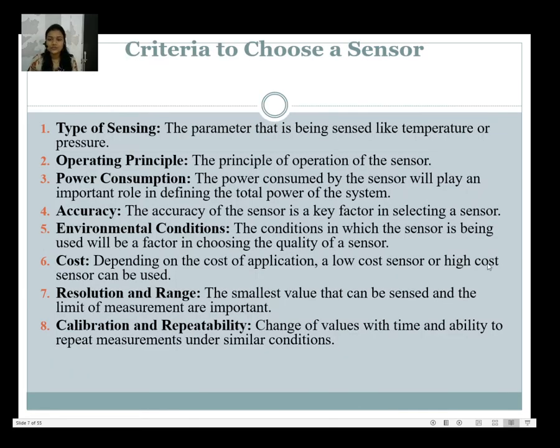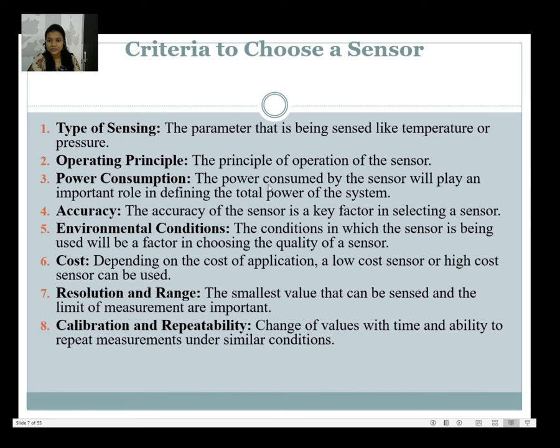Now, how do we choose a sensor? Suppose we go outside to buy a sensor, then what parameters should we keep in mind to select it? First is the type of sensing. What is meant by that? The parameter that is being sensed, like temperature or pressure. Next is the operating principle, on which principle the sensor works.